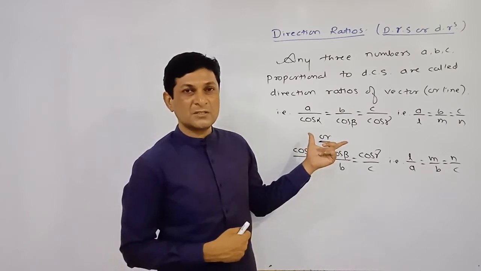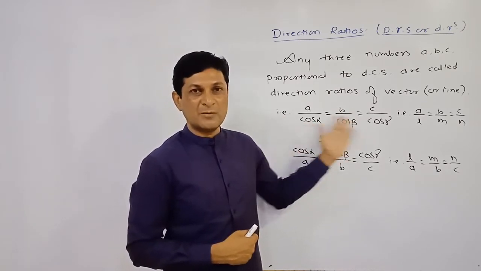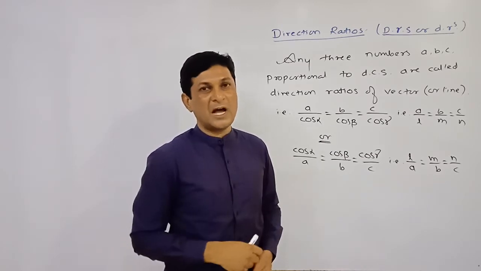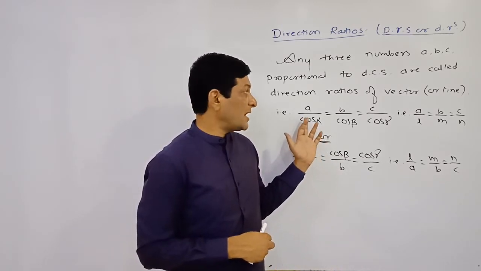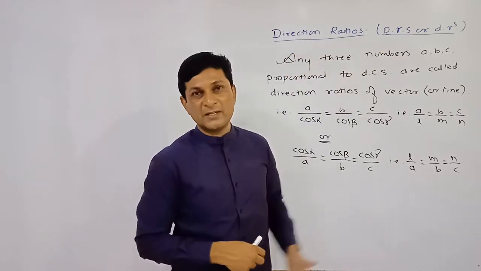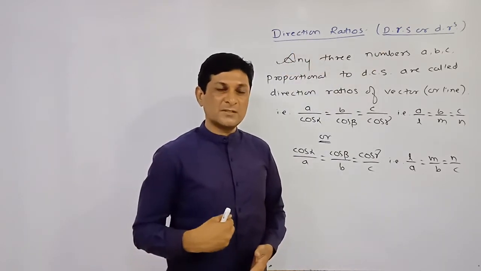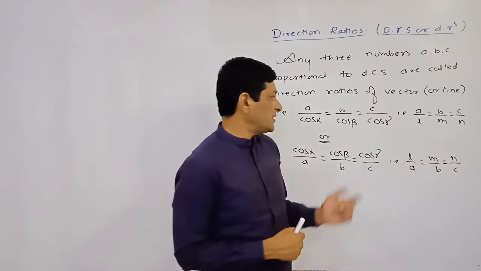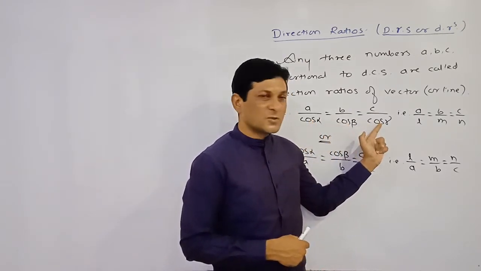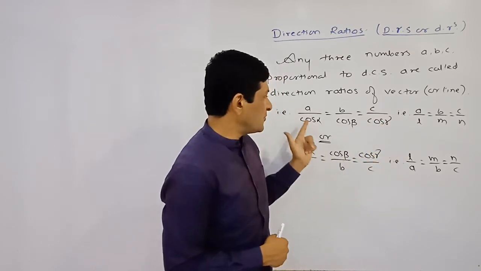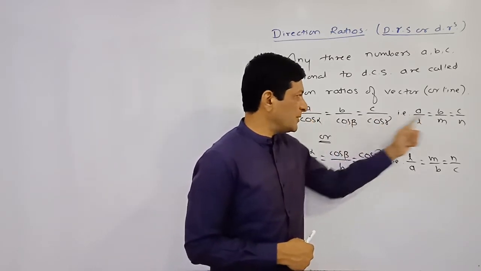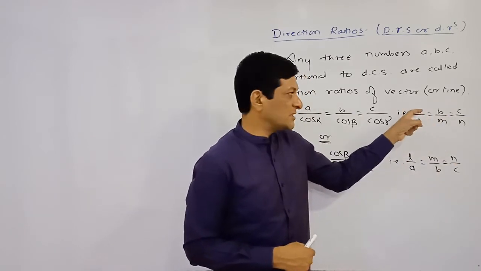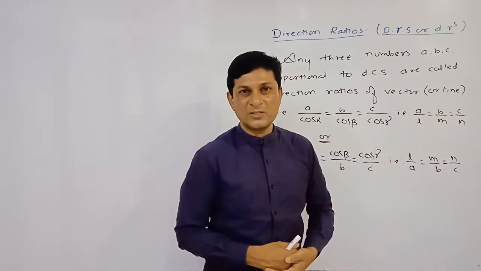If this condition is satisfied, then we can say that a, b, c are proportional to the direction cosines, and any three such numbers are called direction ratios of the vector or direction ratios of a line. We have already seen that direction cosines are also denoted by l, m, n. So if we replace cos alpha by l, cos beta by m and cos gamma by n, we get this condition, meaning these three numbers are proportional to the direction cosines.